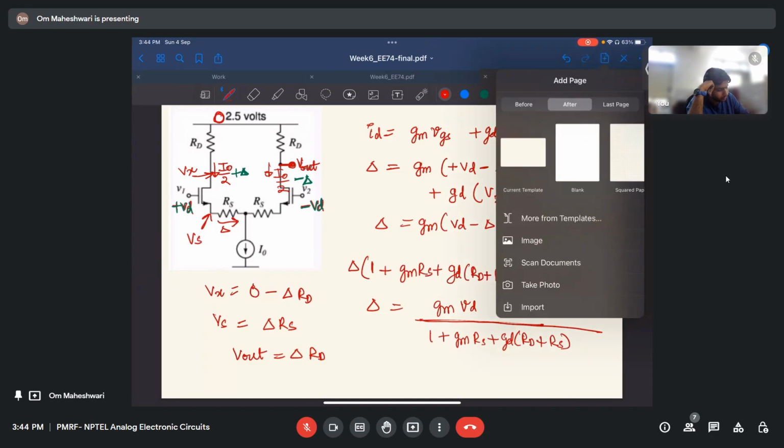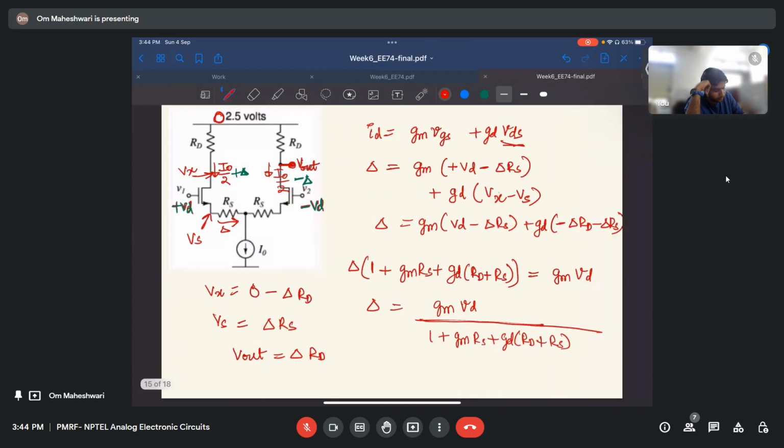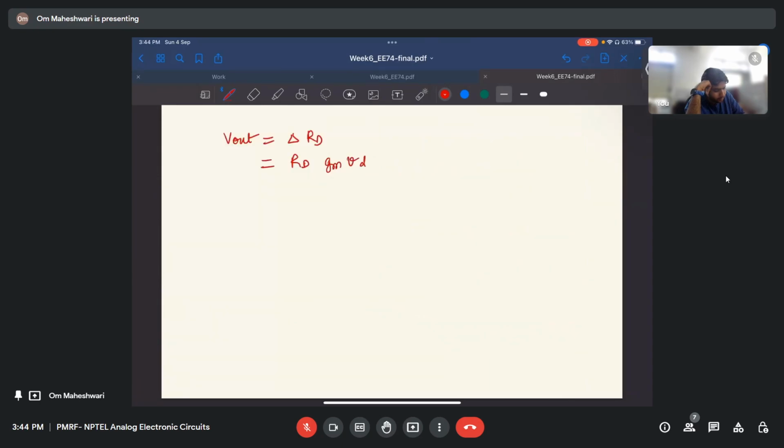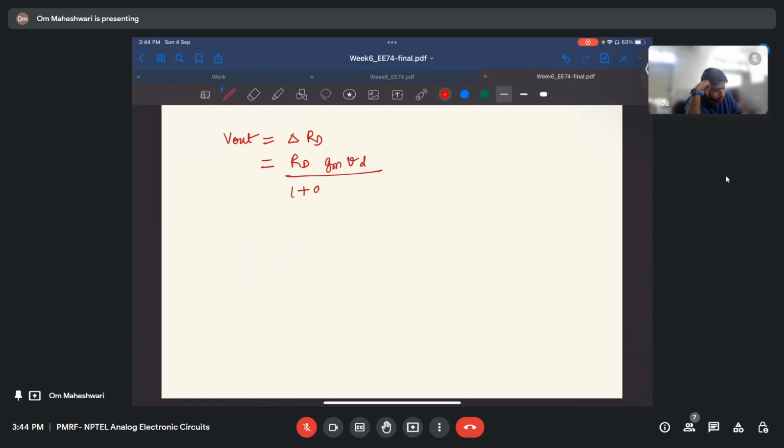Let me take a new page. So V out equals delta RD, which is RD times delta. Delta was gmVD by 1 plus gmRS plus gd (RD plus RS). So we can find, okay.